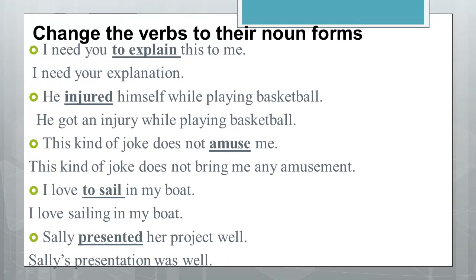Does this sentence sound correct? No, it does not sound correct. The correct sentence would be, this kind of joke does not bring me any amusement.